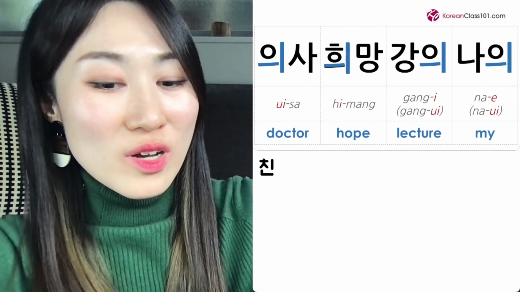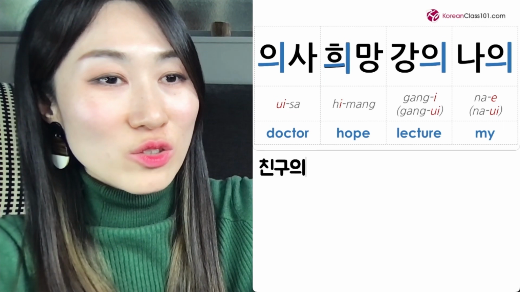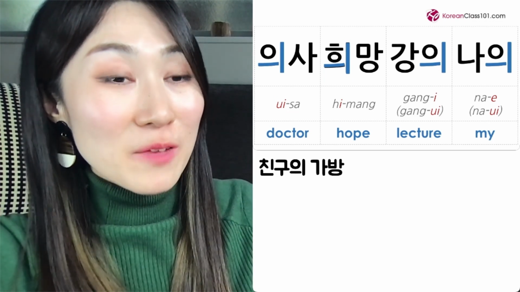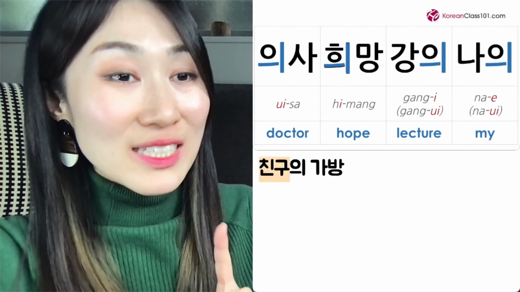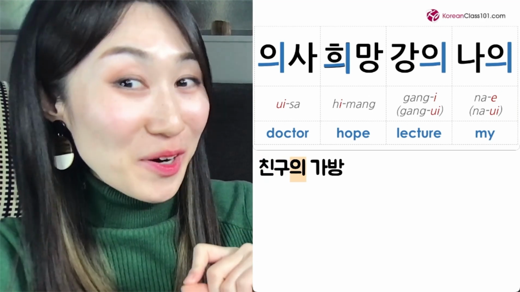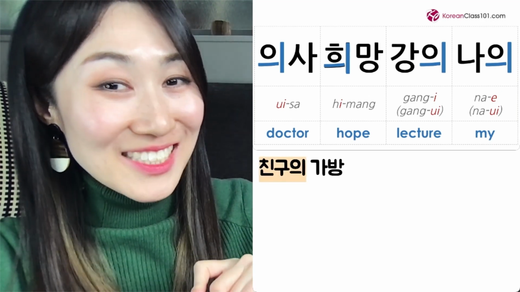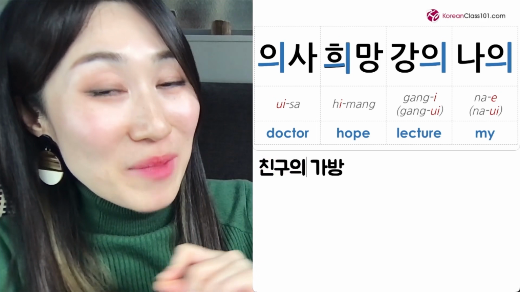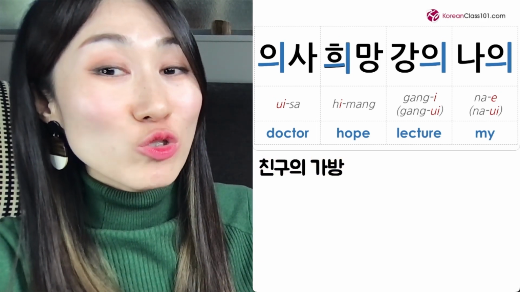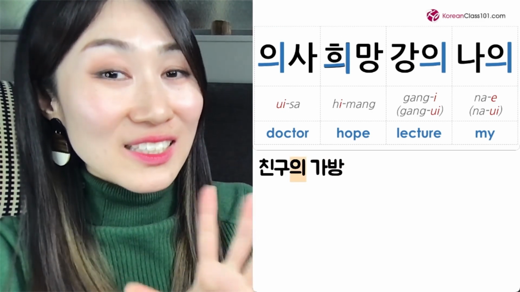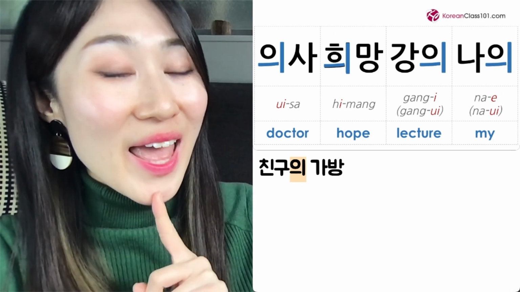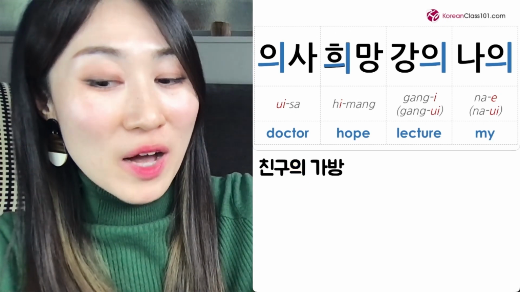For example, imagine you want to say this word: 친구 가방. So you want to say my friend's bag. 친구 is friend. 의 is like a possessive marking particle. So 친구의 means friend's. 가방 means a bag. So my friend's bag is 친구의 가방 because 의 here is a possessive marking particle. So the pronunciation should be 에, 친구의 가방.